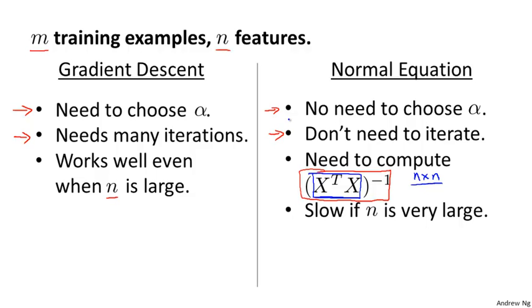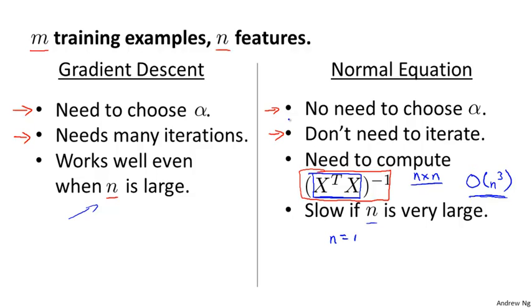On most computer implementations, the cost of inverting a matrix grows roughly as the cube of the dimension of the matrix. So computing this inverse costs roughly order n cubed time. Sometimes it's slightly faster than n cubed, but it's close enough for our purposes. So if n, the number of features, is very large, then computing this quantity can be slow, and the normal equation method can actually be much slower. So if n is large, then I might usually use gradient descent, because we don't want to pay this order n cubed time. But if n is relatively small, then the normal equation might give you a better way to solve for the parameters. What does small and large mean?